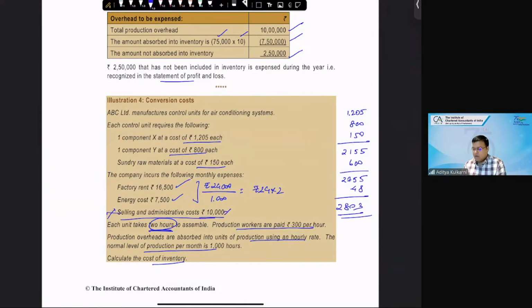Selling and administrative costs, should I consider? The answer is no, because these are not related to bringing the inventory to its current location. This is to make your sale. So they will not be included in the cost of inventory.